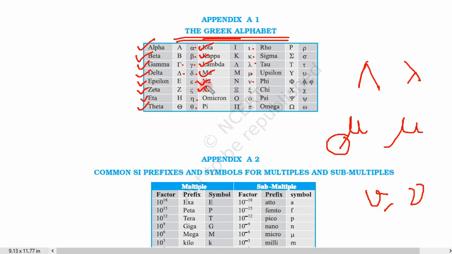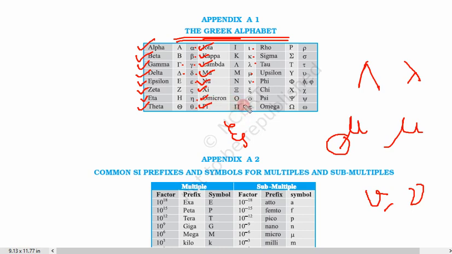Now Z. So this is capital Z and this is small z. Okay, this is small z, but still it is not very commonly used. Omicron, it is equivalent to O. So this is small o, but it is not very commonly used.